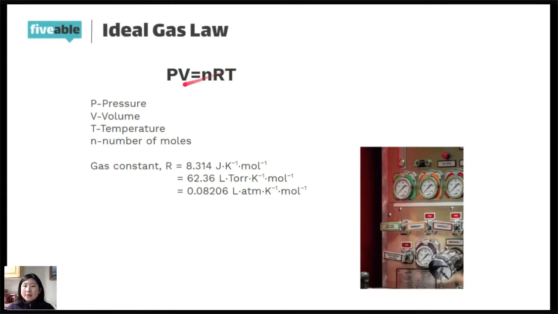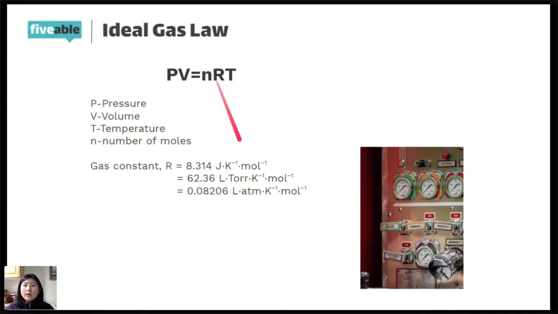The ideal gas law is PV equals nRT. P stands for pressure, V stands for volume, n stands for the number of moles, T stands for the temperature, and R stands for the gas constant. The gas constant can take many forms, as you can see here.